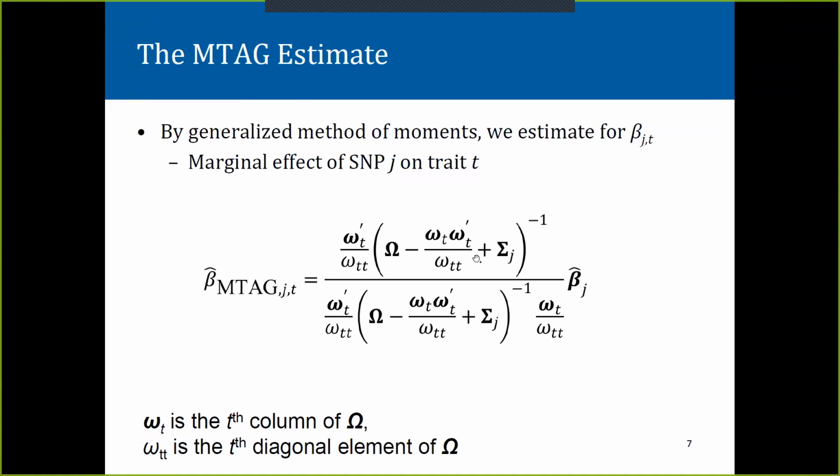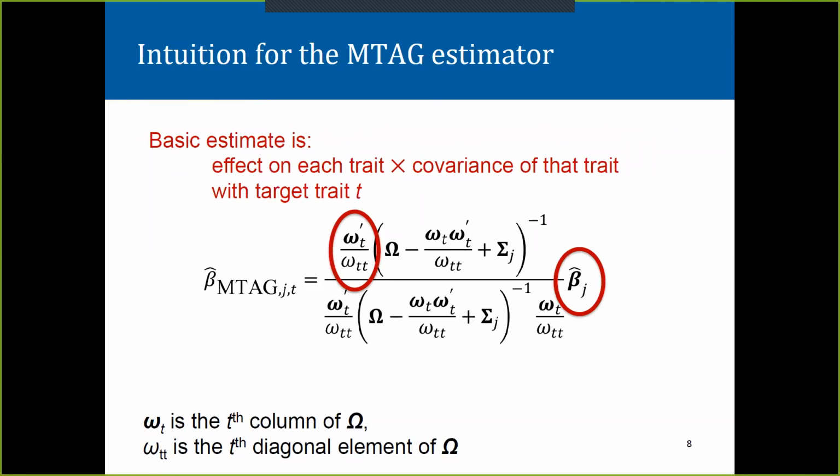And then omega I've already described, it's the variance covariance matrix of beta, and this sigma, if you recall, is the variance covariance matrix of the error term of the GWAS estimates. Breaking down this equation, on slide 8, you can see on the right-hand side, we have the beta hats, which are the GWAS estimates. And on the very left, we have this vector of the genetic covariance terms.